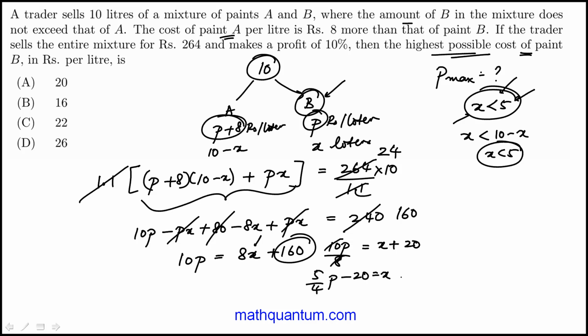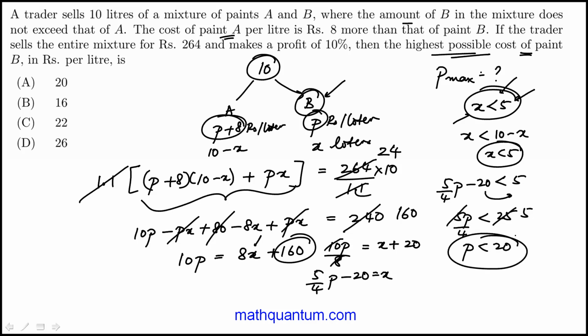So this is our x, and the condition is that this is less than 5. I move this over, then divide by 5, and that becomes P is less than 20. Then the highest possible cost would be 20. I mean, it has to be less than slightly because it does not exceed that. So it could be actually equal. I should have written that here, less than or equal to 5. So the answer is choice A.